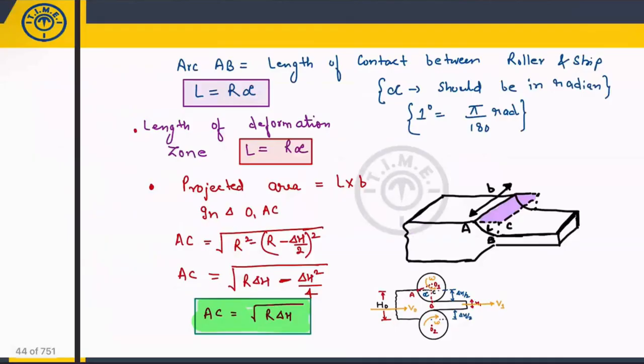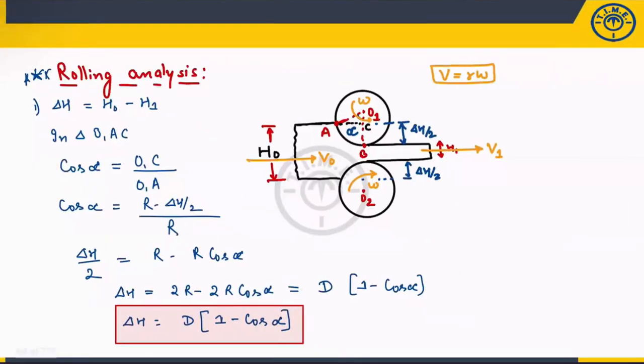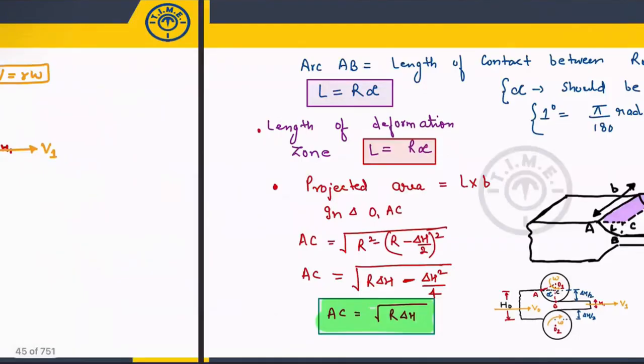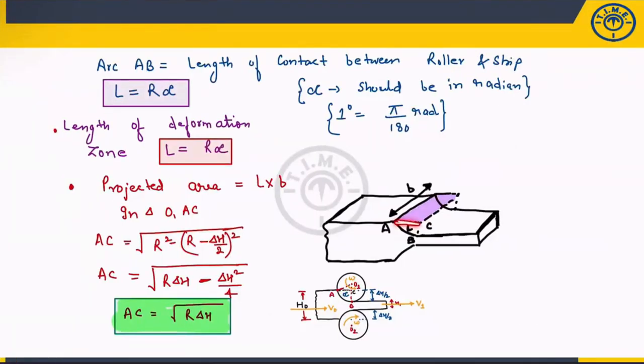Now, the second thing is you can calculate the bite angle. That is the first type of question: what will be the bite angle? The second one will be: what is the length of the deformation zone? How do we calculate this length? R into alpha. The projected length is R into alpha.